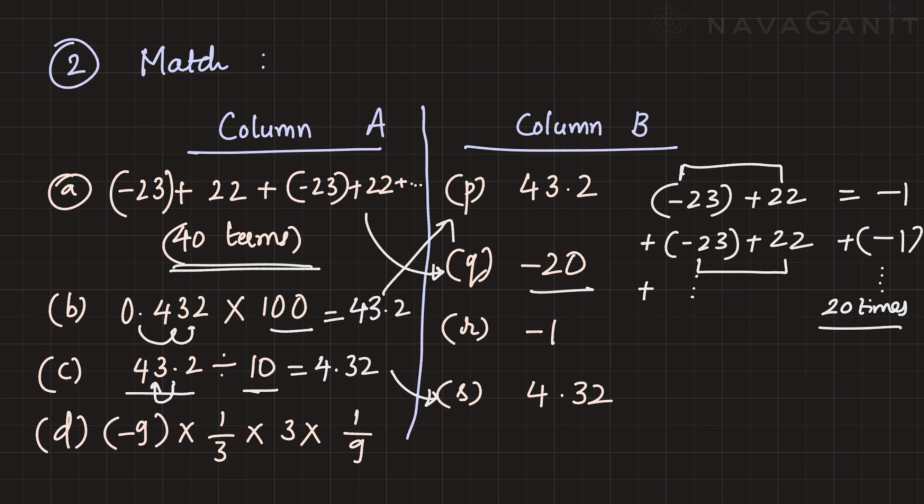Next, 1 by 3 multiplied by 3 is nothing but 1. Minus 9 multiplied by 1 by 9 would be minus 1. So minus 1 multiplied by 1 would be 1. So it would be minus 1. So this is mapped to R. So D is mapped to R.